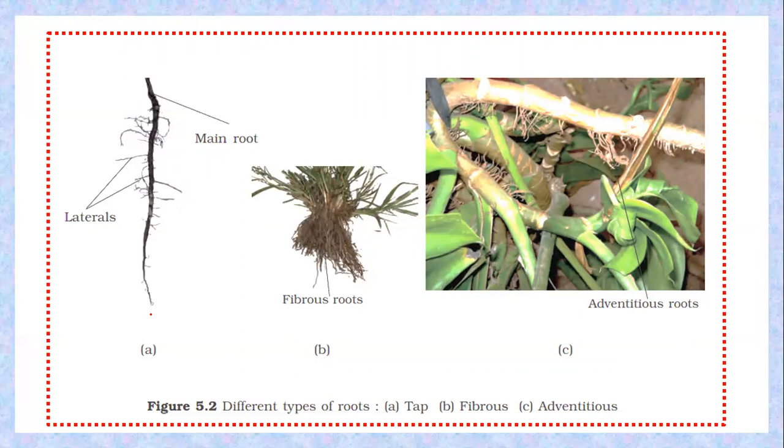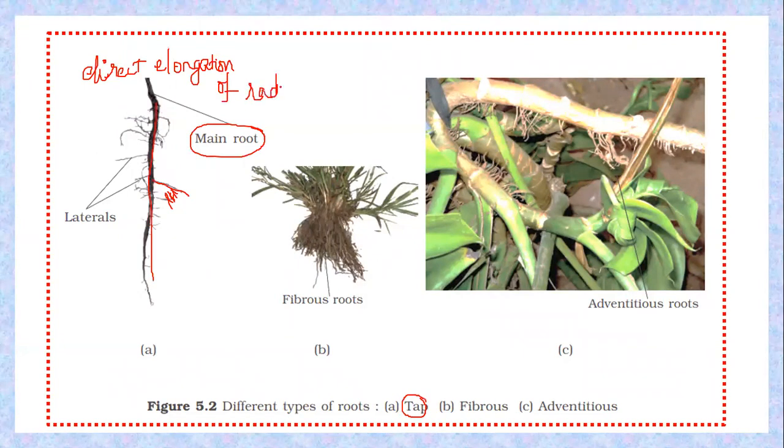The first diagram given over here is the taproot system. Look, you will have the primary root. This is the secondary root, which will again divide into tertiary roots. So they are the lateral branches. This is the main root, that is a direct elongation. That statement of the NCERT is very important. The primary root of the taproot system is the direct elongation of the radicle.